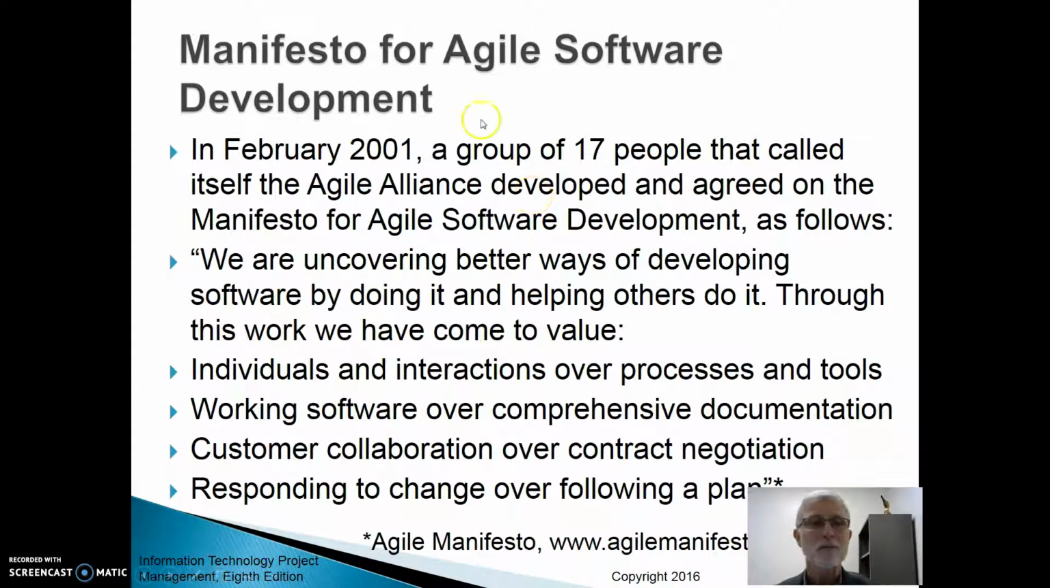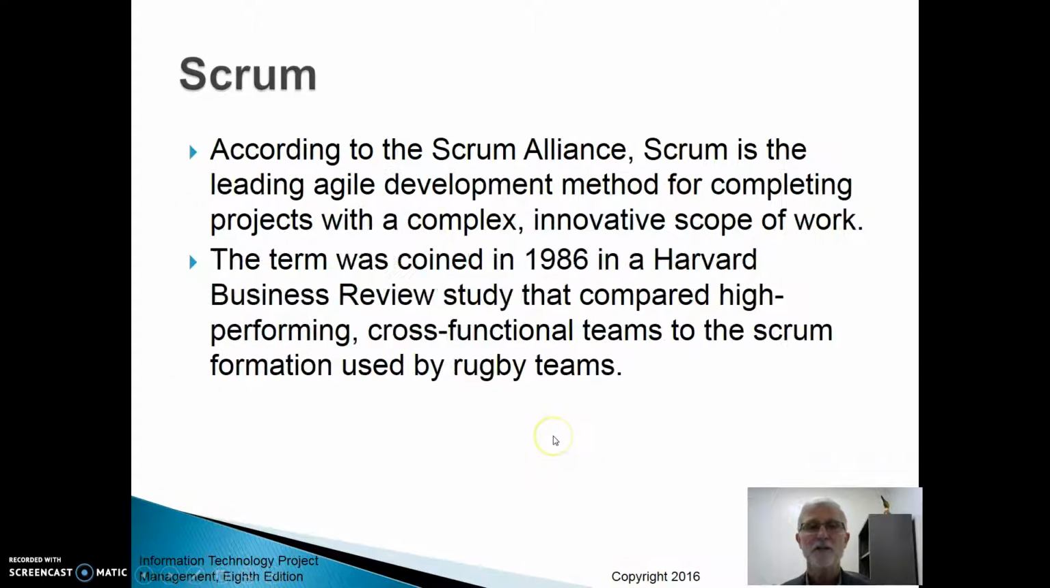Back in 2001, a group of 17 people came together in the Agile Alliance and came up with this manifesto. I'm not going to read it for you, but it's got some good ideas. Just a better way of doing things, but they're worried about individuals and interactions versus the tools. They want to work on software versus documentation, because you'll find that with waterfall models, there's tons of documentation that comes into play. And then they'd rather respond to change than follow a plan.